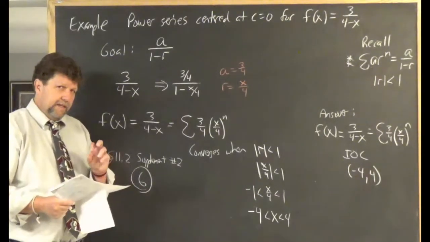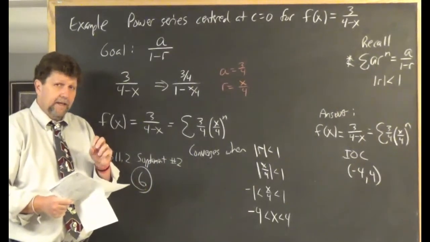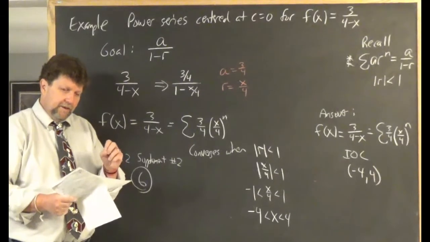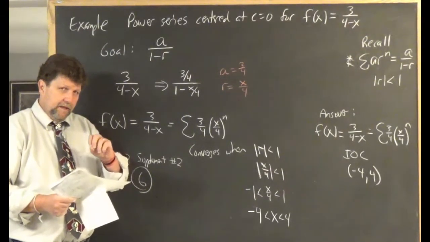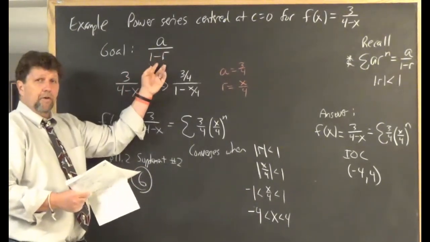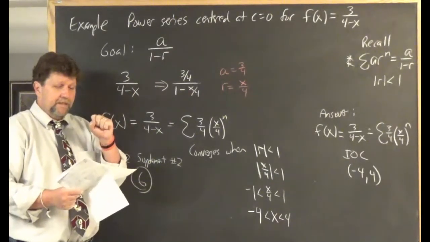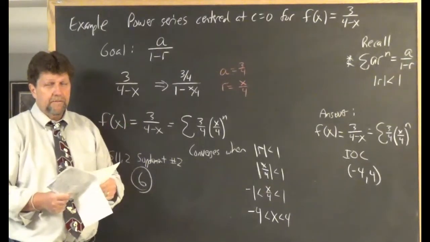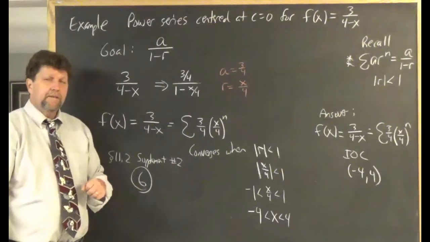In number 6, since you're being told to center it at -3, that means somewhere in your trying to get to the goal to see an a over 1 minus r, you're going to have to see an x plus 3 inside parentheses. So that's my hint. Go try to do number 6.